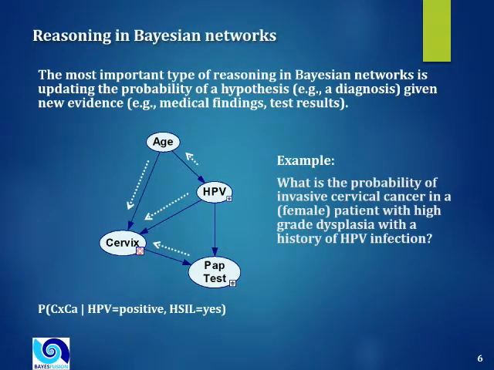Bayesian networks are used to calculate the impact of observations on other variables. For example, if we want to know the probability of an invasive cervical cancer in a patient with high-grade dysplasia with a history of HPV infections, the cancer state is in the cervix node, observations are in the HPV and Pap test node. We can imagine that as spreading the information over the network and calculating the conditional probability distribution of interest, answering effectively the question that we are asking.